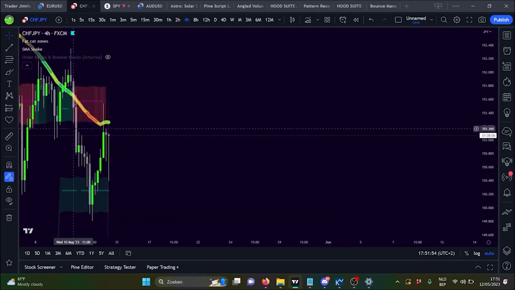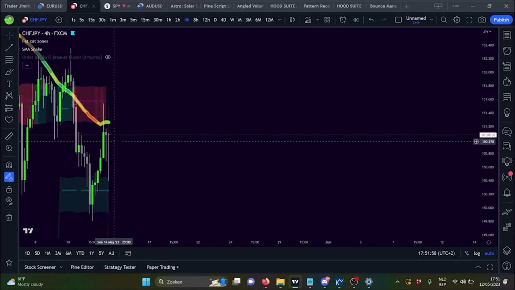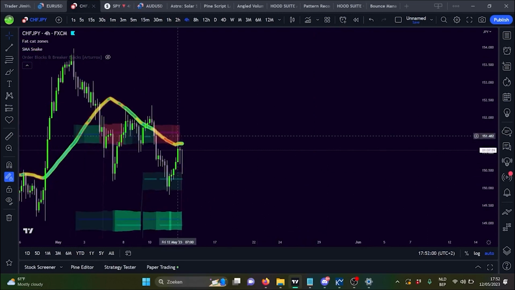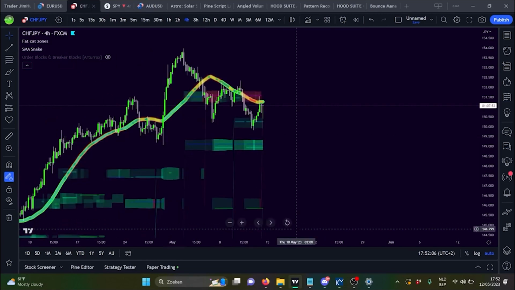We see a lot of sellers trying to go down, but then buyers are catching up. I expect price to come back in here a bit before it drops further down.